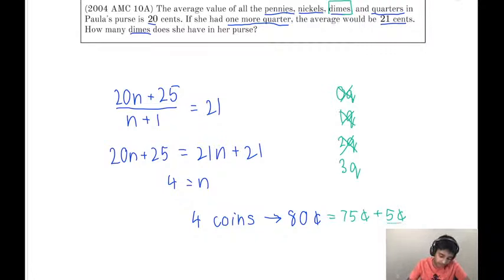So that means in the purse, originally there were 3 quarters and 1 nickel. But now, after adding, there's 1 more quarter. So now there are going to be 4 quarters and 1 nickel. So how many dimes are there? 0.